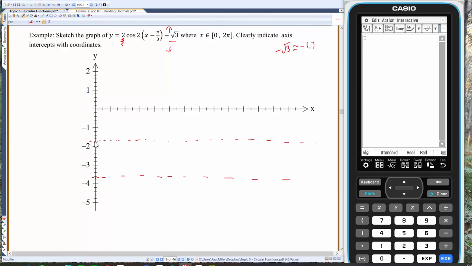So this is negative 1.7, negative 0.7, and over to here, what's that? That's like a 0.3 or something like that. Okay, so let's draw that line in. Whoops.